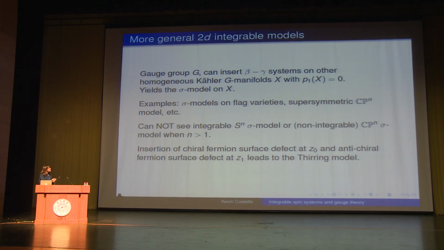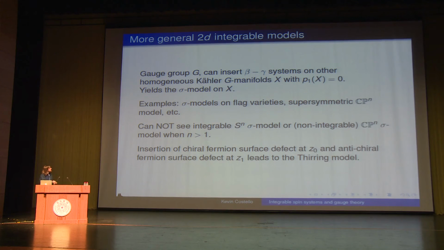But one cannot see the CPN model in this way, because CPN, when n is bigger than 1, does not have vanishing P1. So if one tried to do this with CPN, we would find that there was an anomaly which could not be removed. One can, however, see the supersymmetric CPN model.